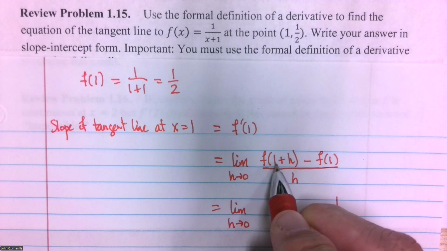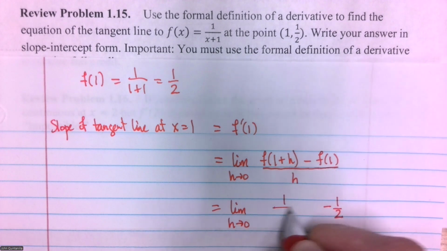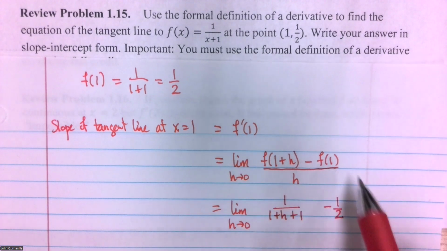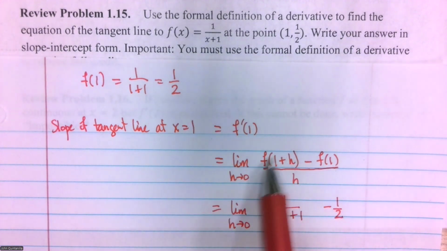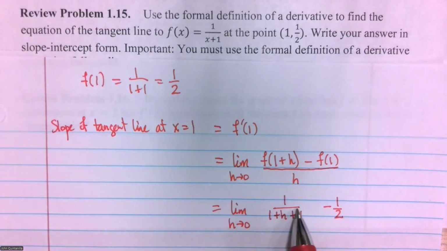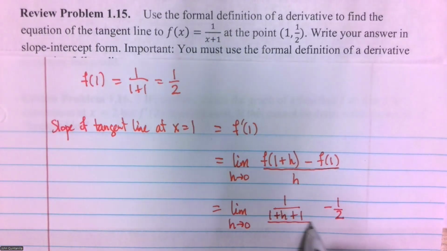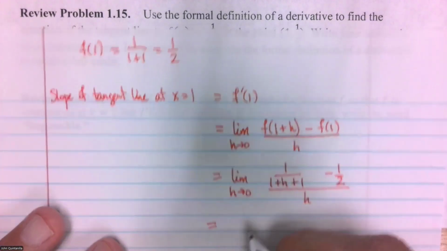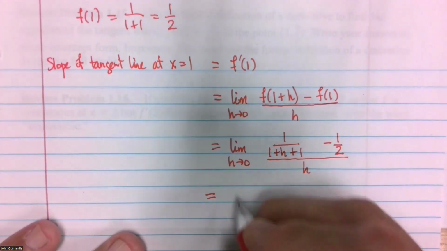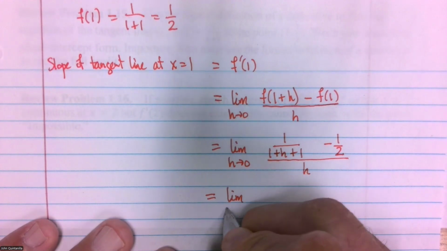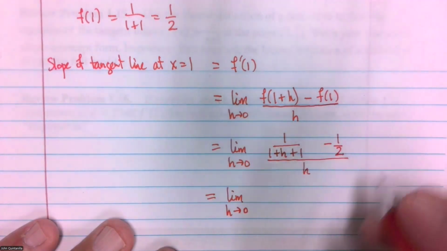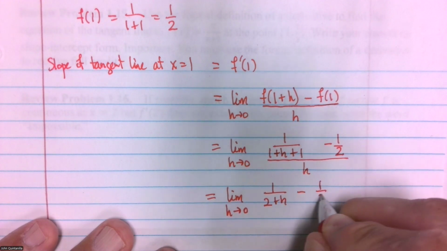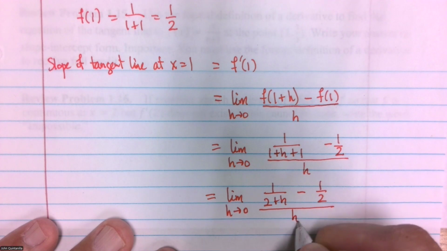If I plug in 1 plus h, I'll get 1 over 1 plus h plus an extra 1. So x is 1 plus h, then the second plus 1 comes from there, all divided by h. And so let's start simplifying this. We get the limit as h approaches 0 of 1 over 2 plus h minus 1 over a half, all divided by h.